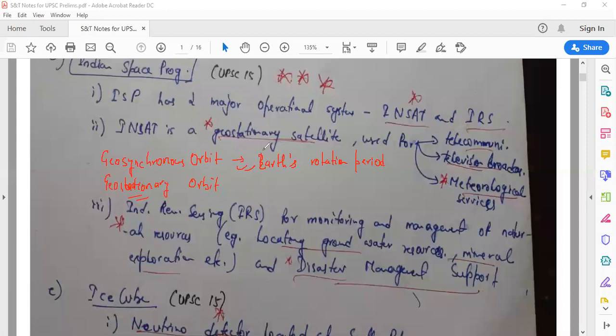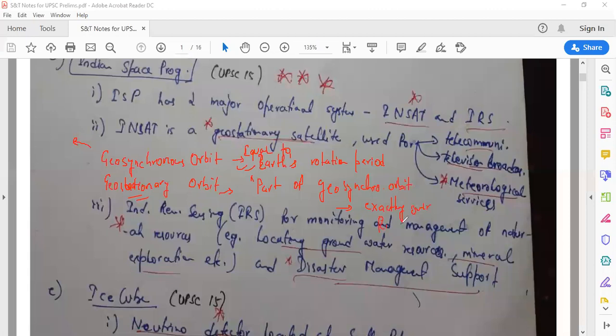Now, what is geostationary orbit? Whatever satellites are there in geosynchronous orbit, they are called geosynchronous satellites. Now, what is geostationary orbit? It is a part of geosynchronous orbit. So it's a subset. You can say that one of the subsets of geosynchronous orbit is geostationary orbit. It is a part of geosynchronous orbit in which the orbit is exactly over Earth's equator.